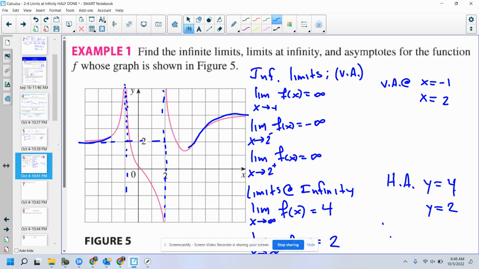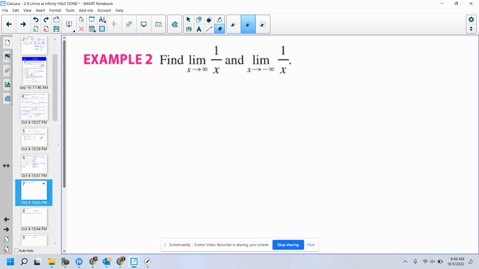We saw that these vertical asymptotes, I got really dotted line happy there. These vertical asymptotes are the ones where as x approaches that number, it goes to infinity. The horizontal asymptotes here and here, that's where as x goes to negative infinity, it levels off on the left side. As x goes to positive infinity, it levels off on the right side. Okay, so that's what we're looking at here. Limits at infinity. So let's take a look.